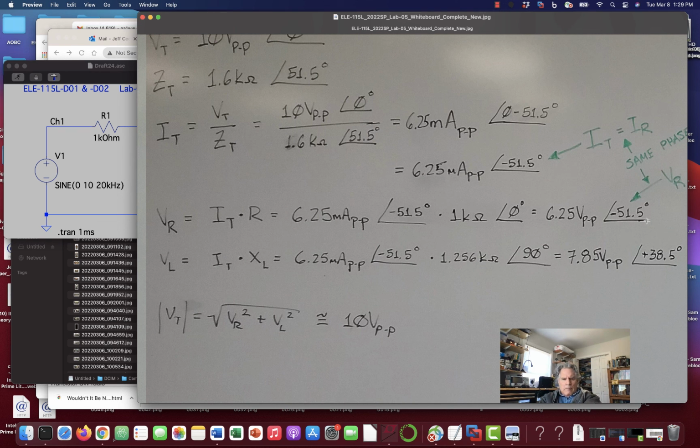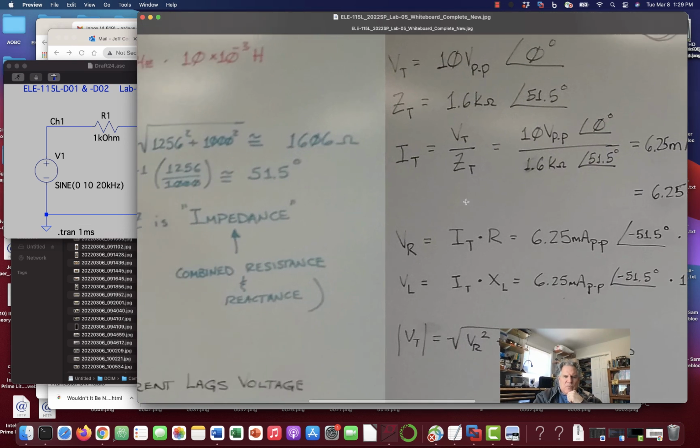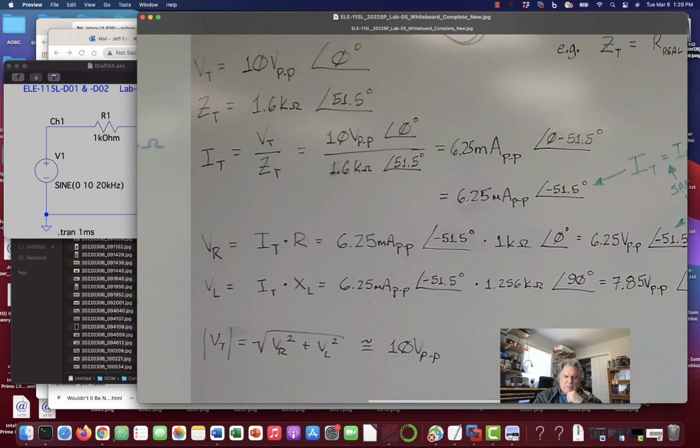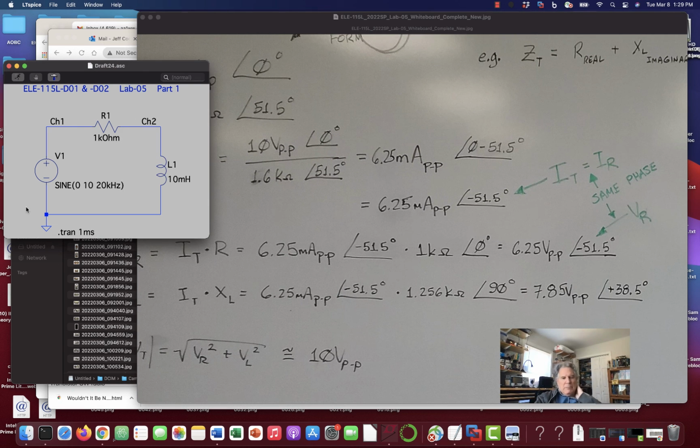Now, the voltage across the resistor, this is an important point. Notice the voltage across the resistor has the same phase as the current. And it should in a resistor. There's no phase delay and no shifting of the sine wave in a resistor. So VR and IR have the same phase, and IR is the same thing as I total.